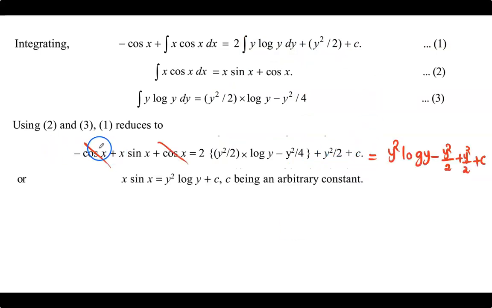We can observe that on the LHS, minus cos x and plus cos x can be eliminated, and the RHS can be expressed as y square log y minus y square by 2 plus y square by 2 plus c, and here we can cancel these two terms. Thus we get the relation x sin x is equal to y square log y plus c, where c is the arbitrary constant, and this relation gives us the general solution to the given differential equation.